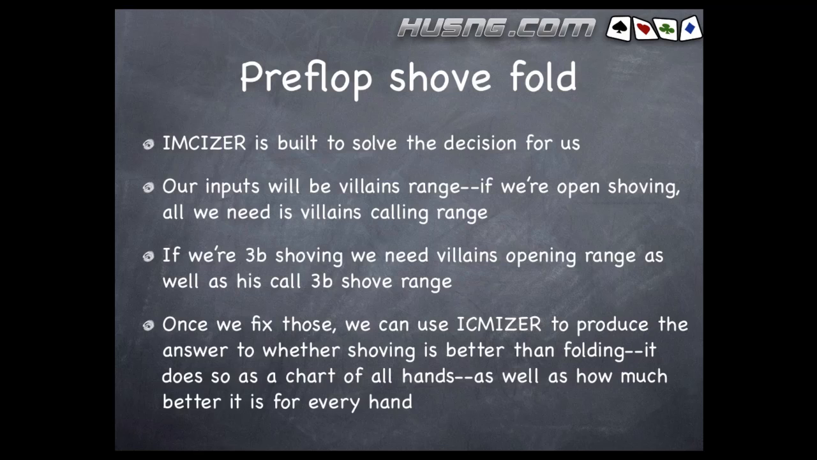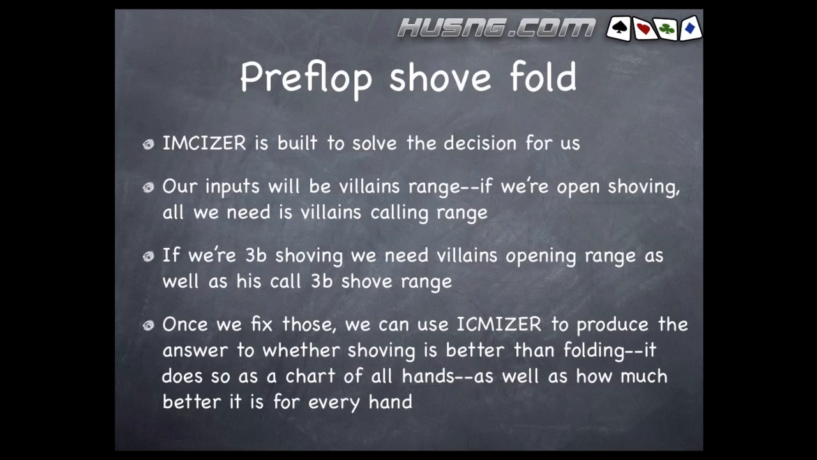ICMIZER is specifically built to solve the decision for us. That's actually how it does things. It compares things always to folding. It's something to keep in mind because I know that, for instance, Mercenary oftentimes in his charts will compare the decision to equity at the start of the hand. ICMIZER is built to solve whether folding or shoving is better for the most part. And so notice that in that spot, it'll be using the same convention that I've been using throughout this video, that folding is forced to be equal to 0, and we just solve for things that are greater than it.